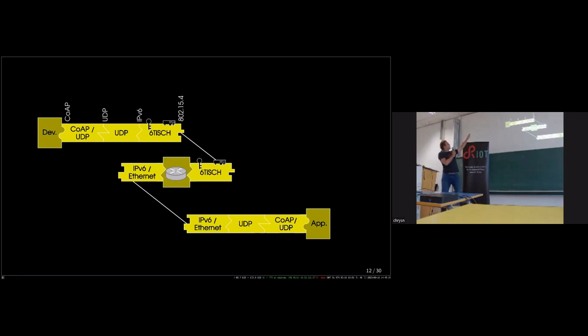So we see that the CoAP interface that the application builds on, which defines the resources and the requests that it sends out, is mapped through the CoAP implementation onto UDP, which by the UDP stack is mapped onto IPv6, which is transported, for example, over 6TiSCH down to an 802.15.4 radio.